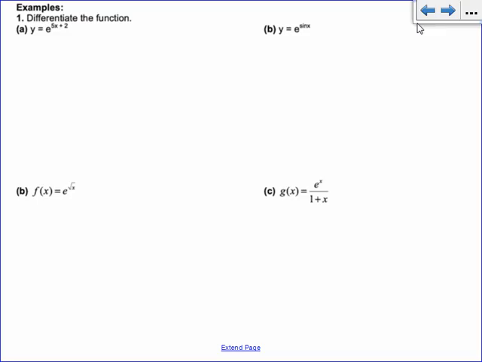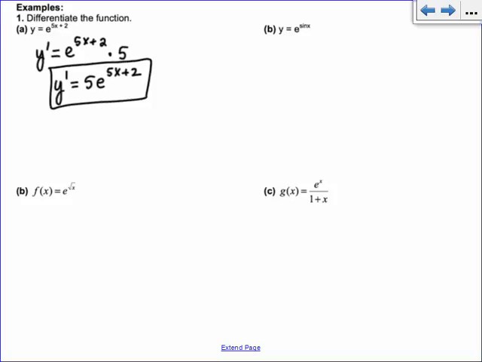All right, so let's try these. If I have e to the 5x plus 2, the derivative is e to the 5x plus 2 times 5. That's it. You could write the 5 out front if you want to, but it's pretty simple. The next one, if I have y equals e to the sine of x, it's going to be itself, e to the sine of x, and then times the derivative of sine, which is cosine.